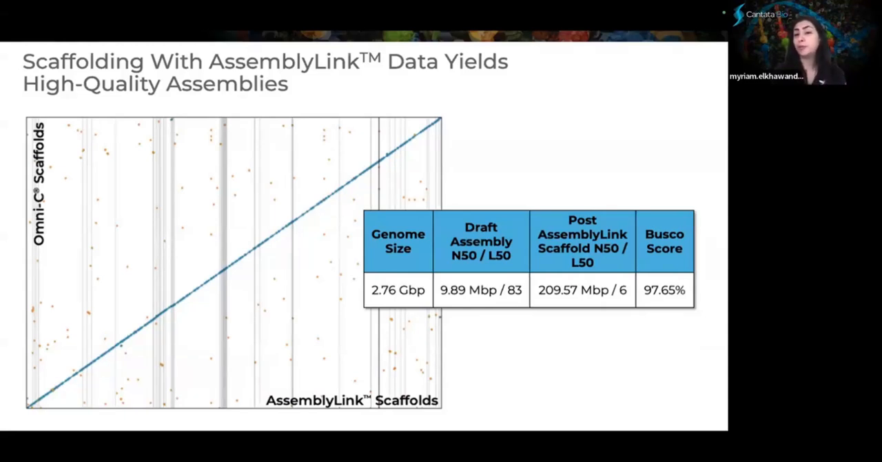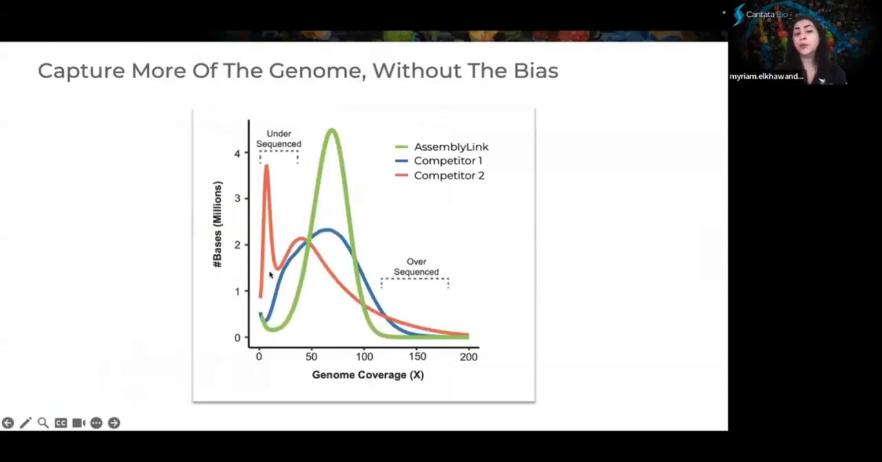AssemblyLink, because of the uniform coverage, enables you to generate high-quality haplotype-resolved assembly because it enables you to have a more comprehensive detection of heterozygous SNPs and the ability to phase them across the chromosome. So here we're showing libraries generated from AssemblyLink and competitor assays from the same sample sequenced to 800 million read pairs, so same depth, and aligned.